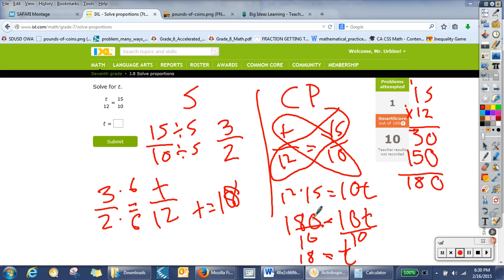The trick with zeros, you don't actually have to do any division. You just cross them off. Just make sure that you cross off as many from the numerator as you did from the denominator. You'll be fine. So t is equal to 18.